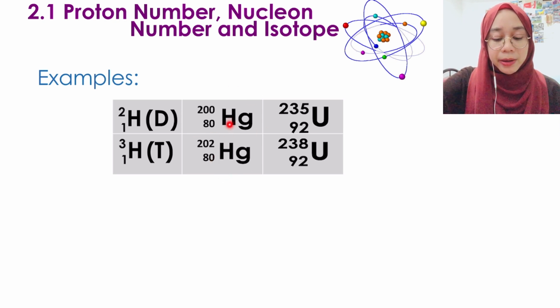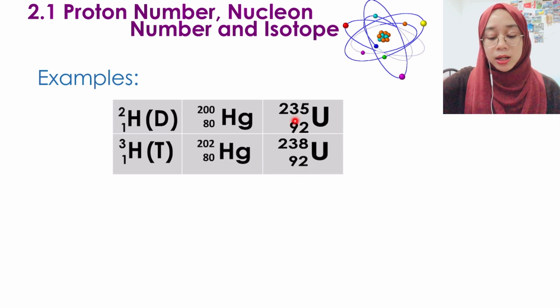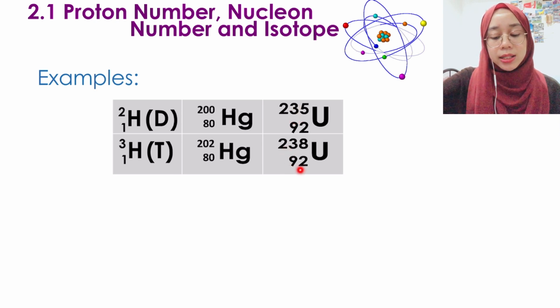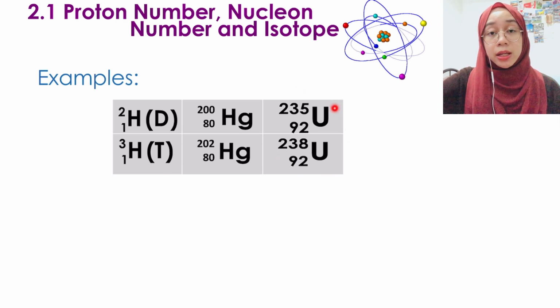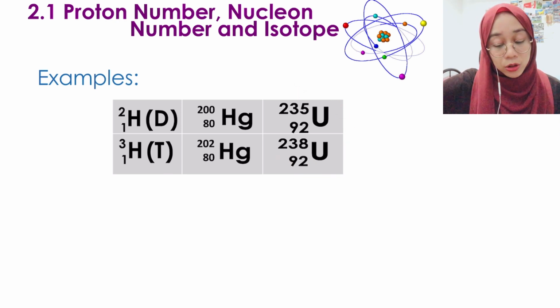Okay, ini dipanggil sebagai Hg200, yang ni pula Hg202. Okay, so sama juga macam uranium punya case ni. Dua-dua uranium ni proton number sama, which is 92. But then in terms of dia punya nucleon number adalah berbeza, 235, 238. Okay, so in this case, these two uranium is said to be isotope.